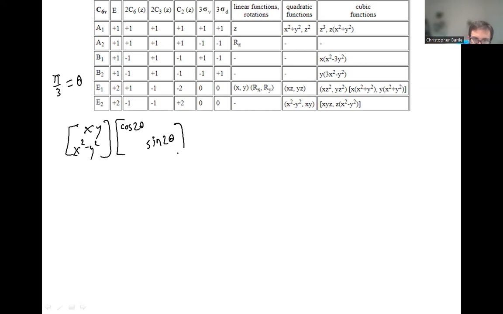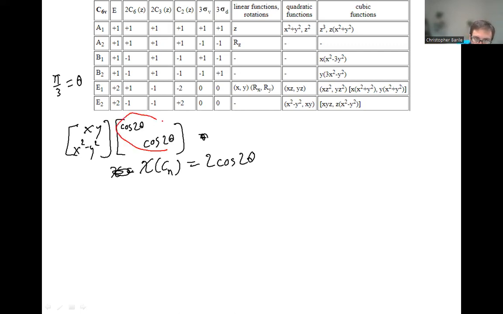But our generic character for rotation, generically for Cn, is going to be 2. Why did I put sine here? I meant to put cosine. 2 cosine 2 theta.